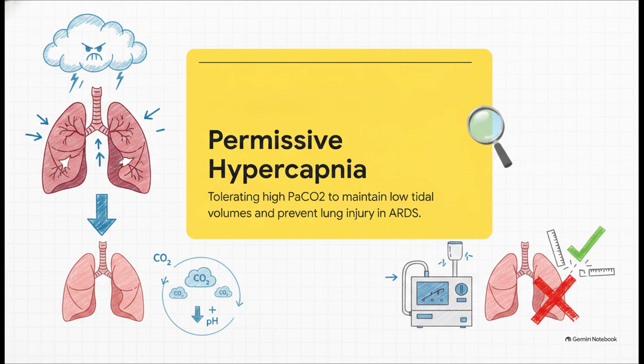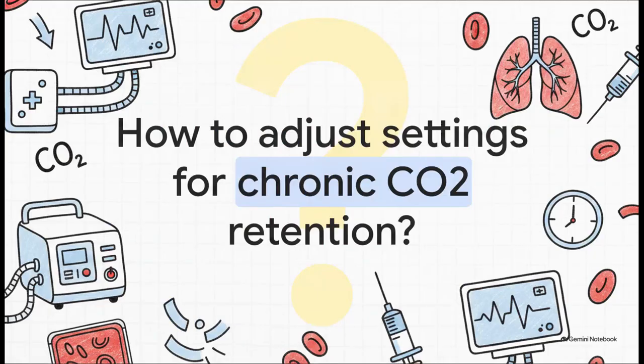Instead, we use a strategy called permissive hypercapnia. We strictly stick to low tidal volumes, around 4 to 6 milliliters per kilo, and we simply tolerate the resulting high CO2 and lower pH. We're prioritizing lung protection over perfect numbers on a page. Let's actually test this out with a real bedside case.